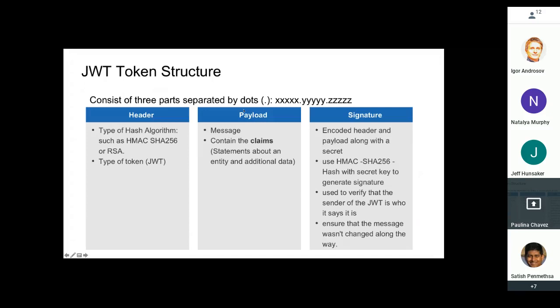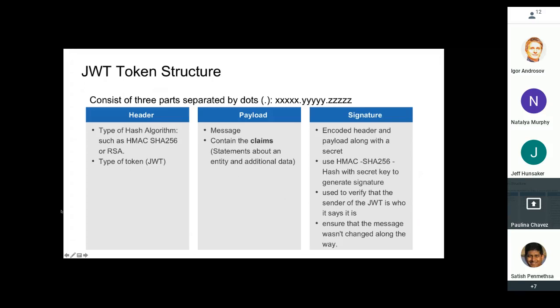The payload, the second part, is where you send the message. They say it contains claims. It's really what you're trying to send: the data, or what action you are trying to request through the token, here in the middle. And then you have the signature. In the signature is where you pass a secret, and you use a hash algorithm to encode the whole thing. So the signature is really the encoded header and payload using a secret.